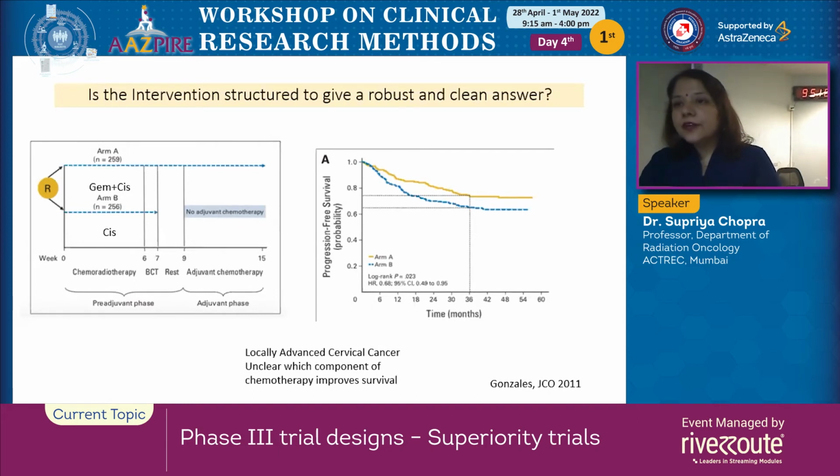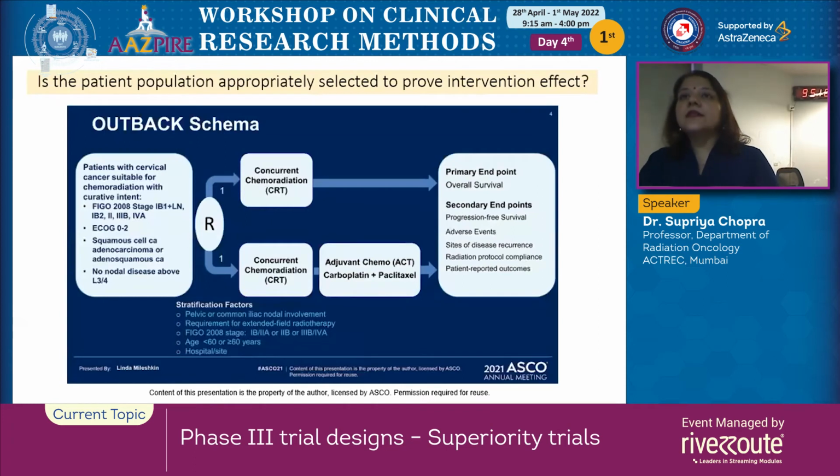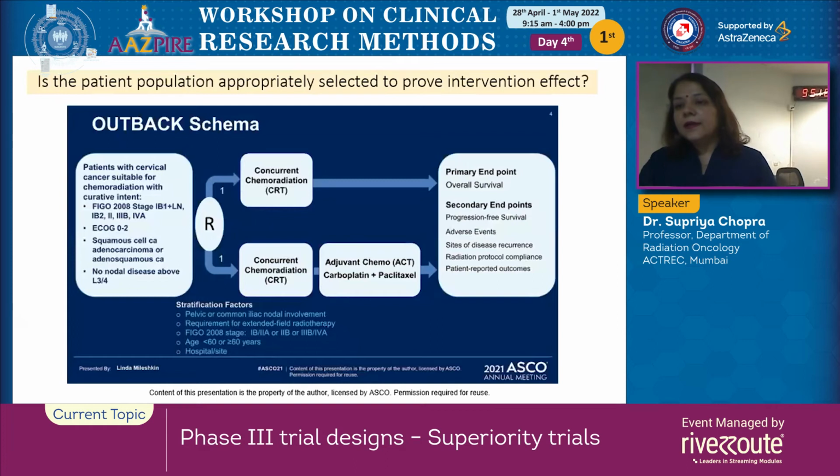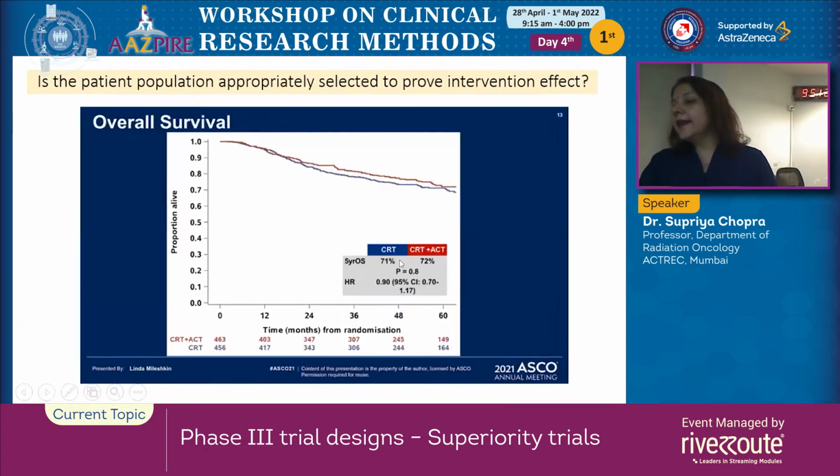And then there was another trial designed to answer this question, whether the benefit came from the concurrent part or the adjuvant part. And again, this is a superiority trial. Very clean. You can see the same chemoradiation. They omitted the variation of gem and just tested adjuvant chemo. And again, a multi-centric trial, 900 patients, 10 years wasted. Again, a negative trial. Why?